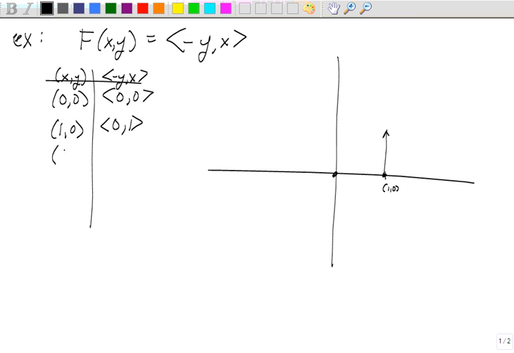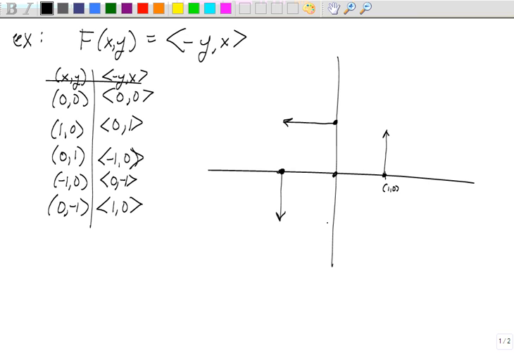Then 0, 1 is right here. That's going to go to minus 1, 0, the vector. So the vector minus 1, 0 goes this way, length 1. Let's try minus 1, 0 right here. That's going to go to 0, negative 1. And then finally, 0, -1 is going to go to 1, 0. So at the point 0, -1, I get the vector 1, 0.